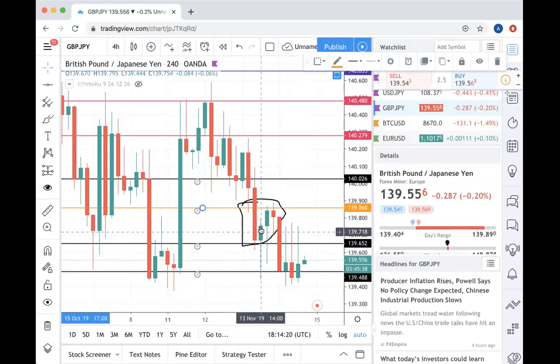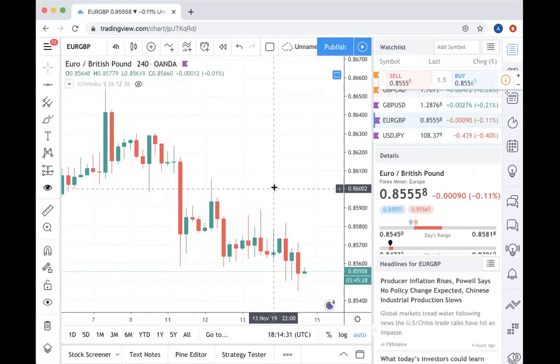Yeah, this was 8 hours later till the retest came, but you know it's going to retest. I told you that. So just wait. All right. So that's a break and retest. Now I'm going to go back to Euro GBP.